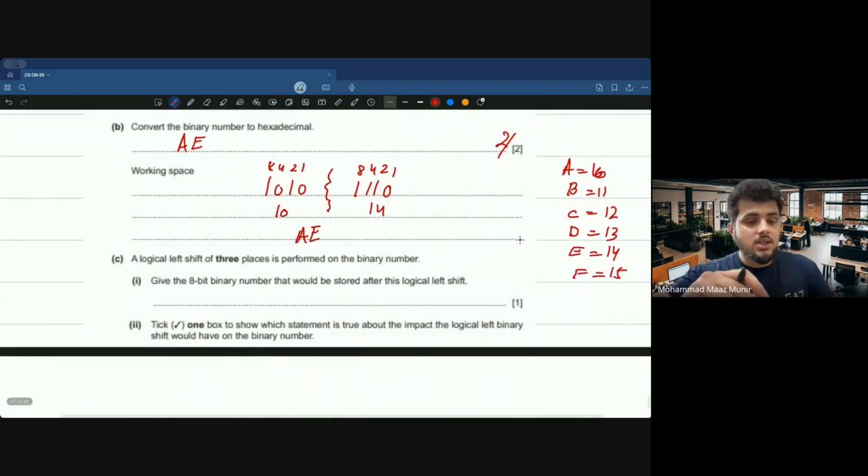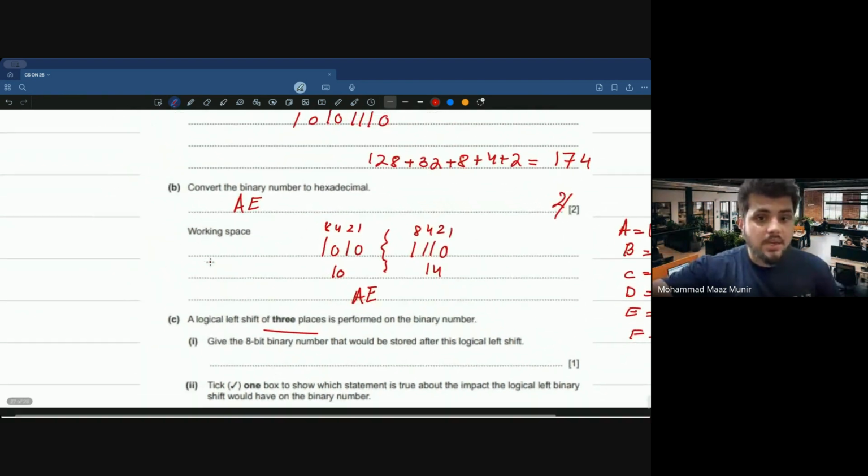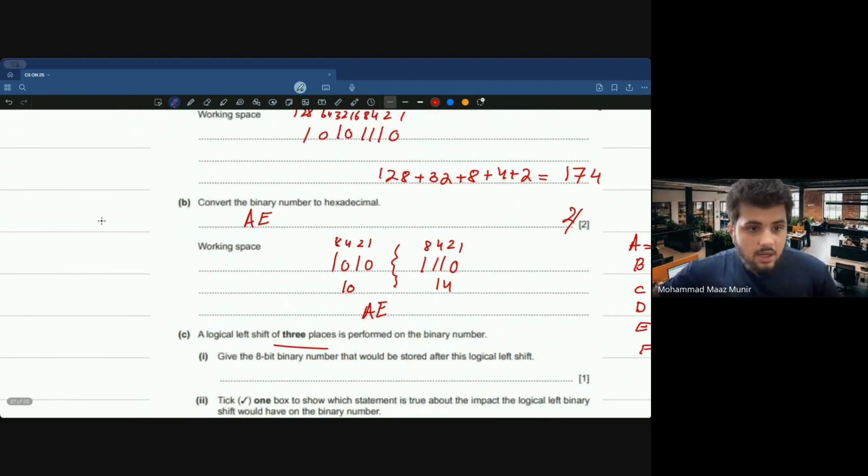Then, a logical left shift of 3 places is performed on the binary number. Give the 8-bit binary number that would be stored after this logical left shift. Now we are shifting the number thrice to the left side. Now where's the binary number? It's up here. Let me write it up here.